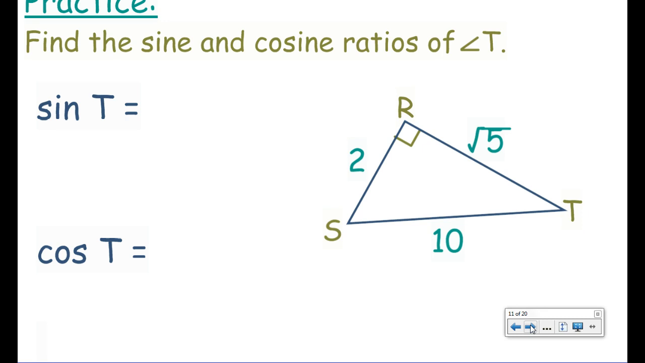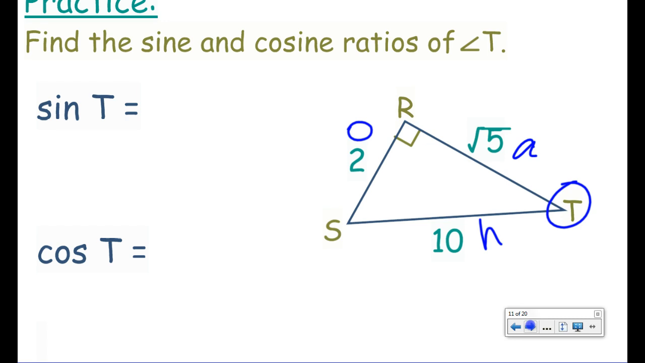Alea, which side is the hypotenuse? 10. So I'm going to put an H next to the 10. Compared to the T, which side is opposite? Very good. So I'm going to put an O for opposite next to the 2. And then, of course, my A goes next to the square root 5 because that was the only one left. So now I've labeled everything. Now all I have to do is look at my proportions.